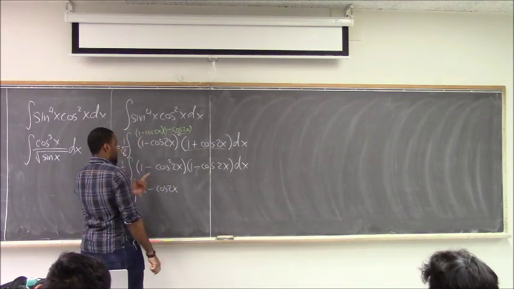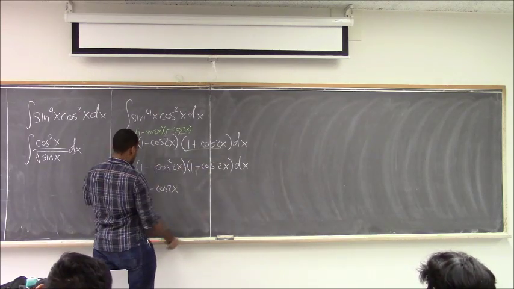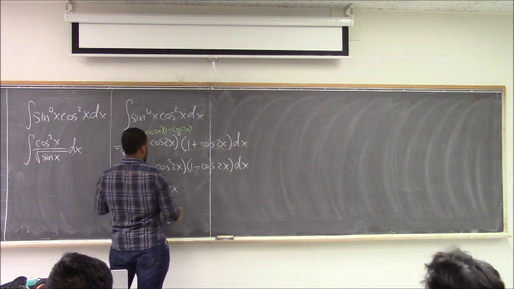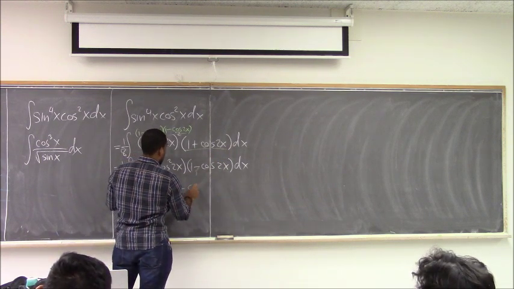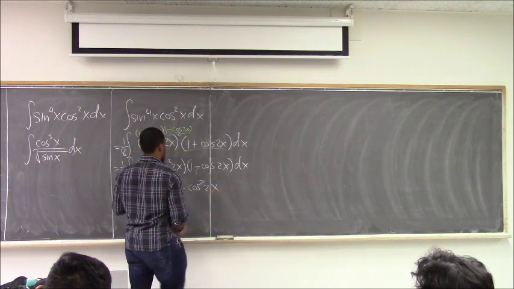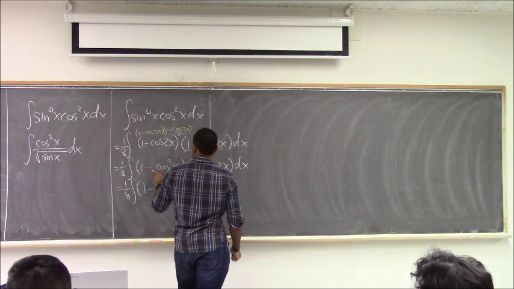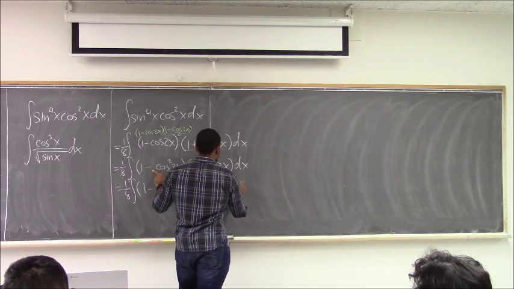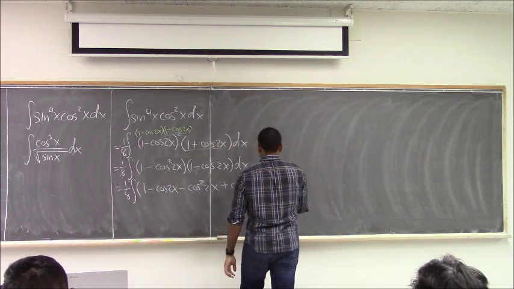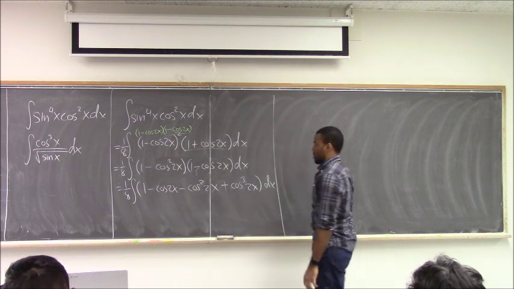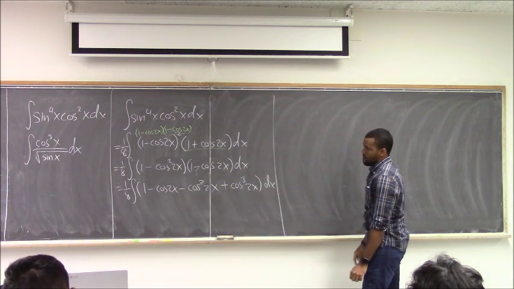So now I want to expand this. 1 times everyone over here, I get that. And this times everyone over there, so I get minus cosine squared 2x and plus cosine cubed 2x. With me so far, you got that line?